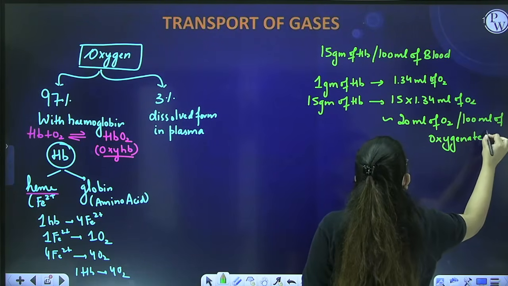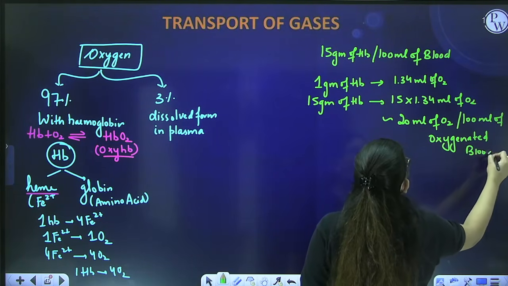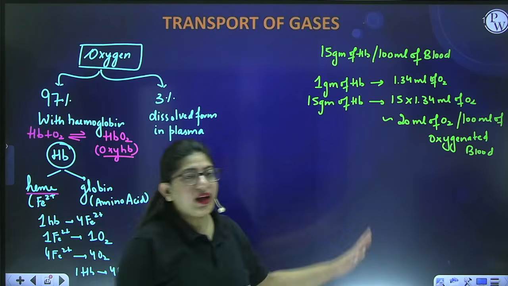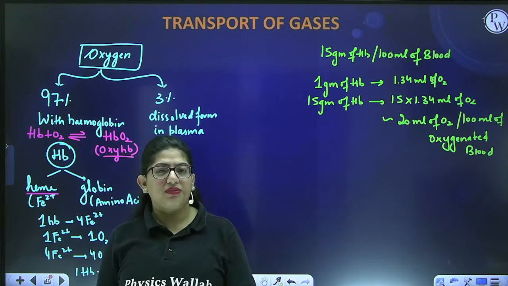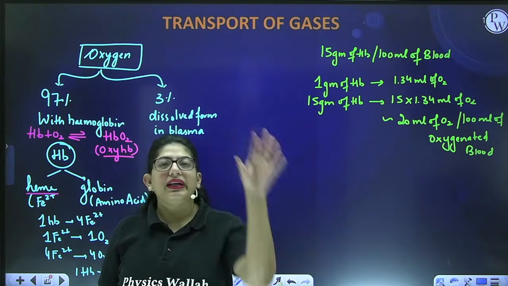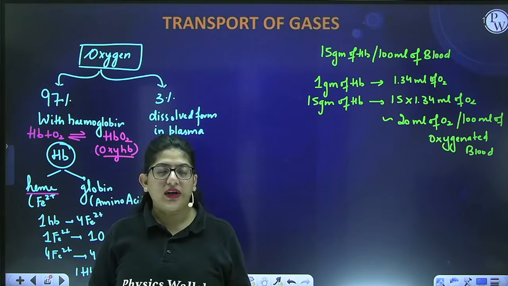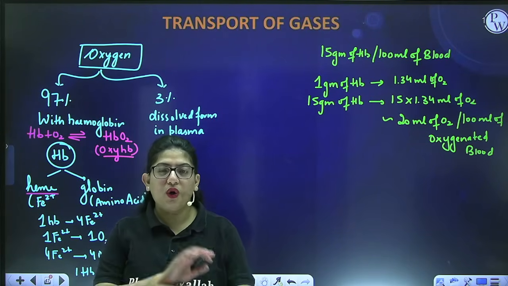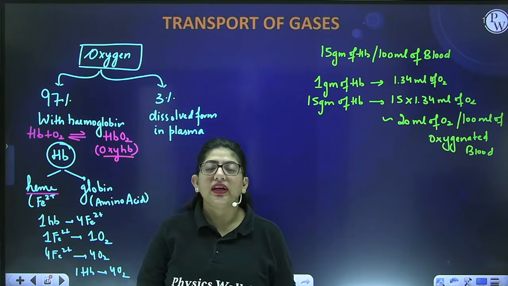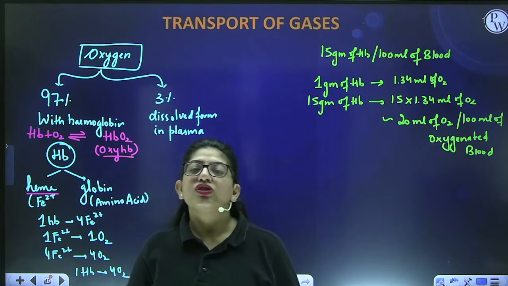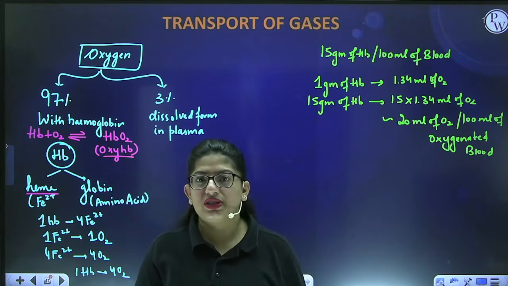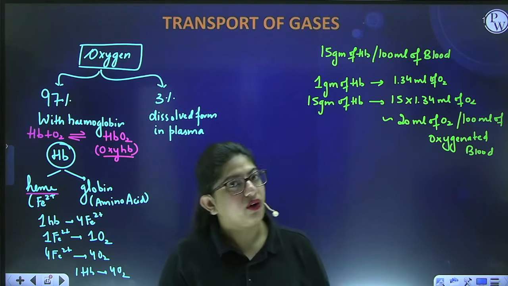Why am I now talking about oxygenated blood? Here I have written only blood, because now I am saying the 15 gram of hemoglobin is completely saturated with oxygen. So that means the blood will be oxygenated. If all the molecules of hemoglobin in the blood are having oxygen, so definitely the partial pressure of oxygen is higher. So the blood will be oxygenated.